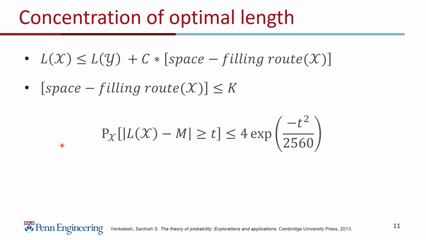So median is basically defined as approximately the middle part of your distribution. So L of x is a scalar, and the probability that L of x is less than or equal to m is approximately equal to the probability that L of x is greater than or equal to m.